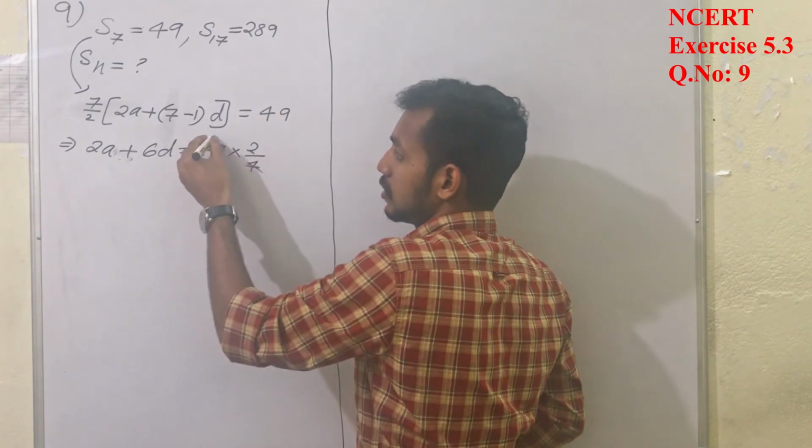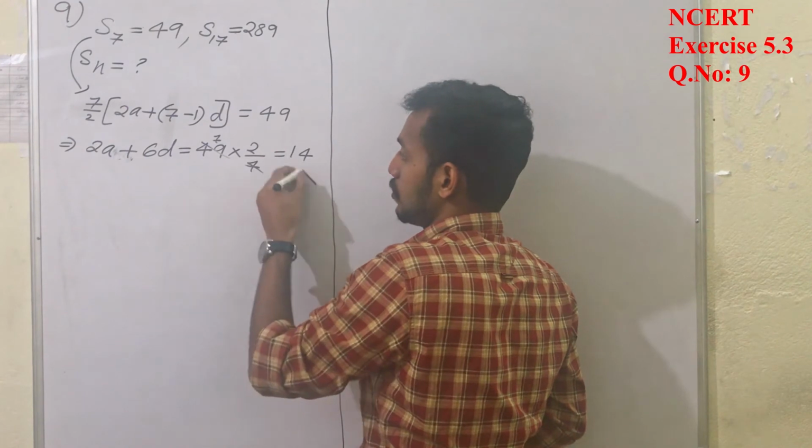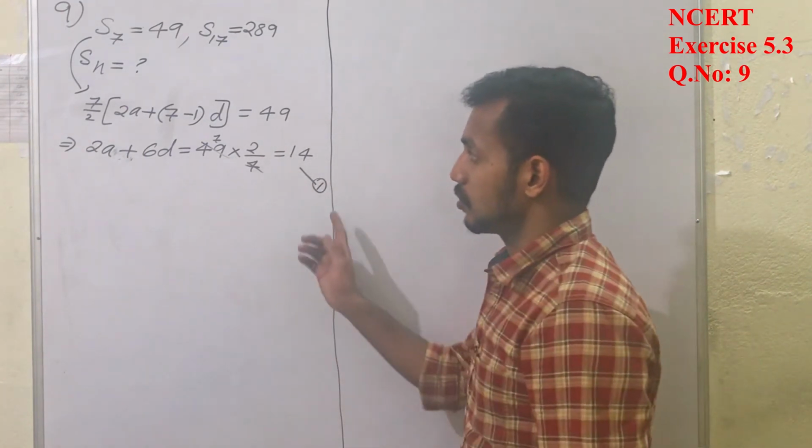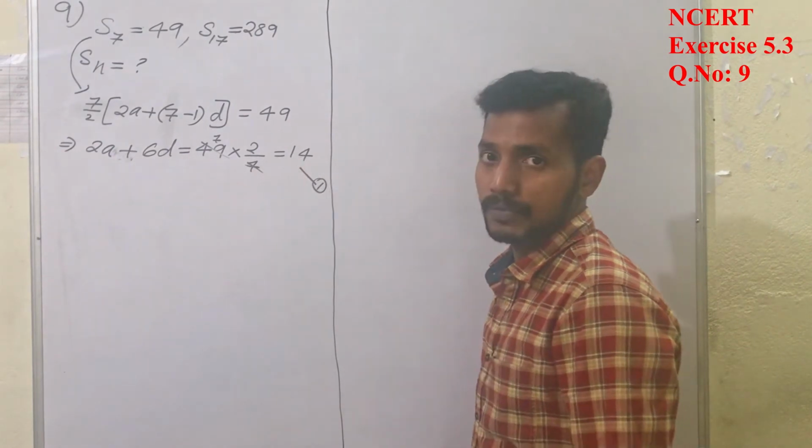7 cancelled, 7, which we will get a 40. Equation number 1: we have got a linear equation in terms of two variables, that is 2a plus 6d is equal to 40.